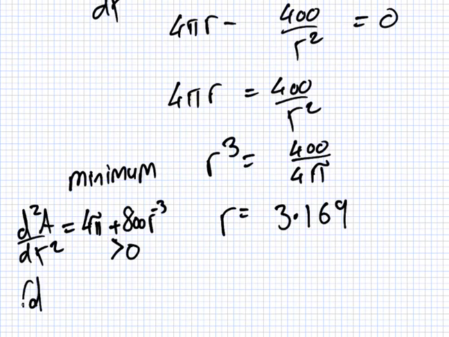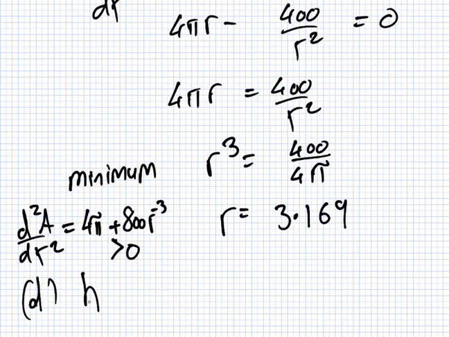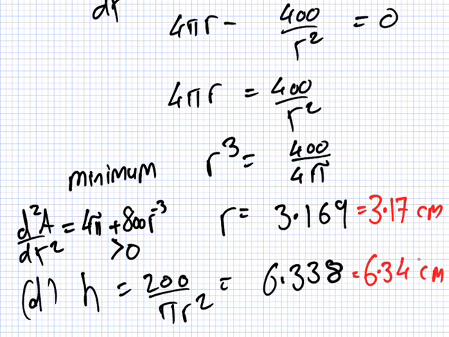Alright, and then the last part here is to work out the height, but you have a formula for height. It is 200 over pi r squared. So 200 over that answer squared, pi times that. 6.338. Or if I do this to 3 significant figures, it'd be 3.17 centimeters, and then this would be 6.34 centimeters. And that is question 1 done from section B.